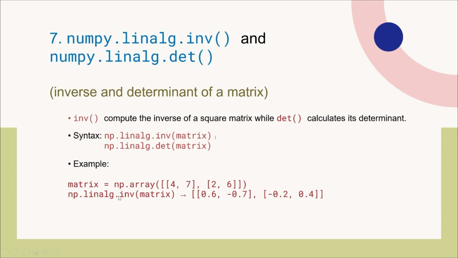So you can see here, in this case, it has just computed the inverse of this matrix. So this is our matrix and it has just computed the inverse of this. Similarly, we can just calculate the determinant as well.